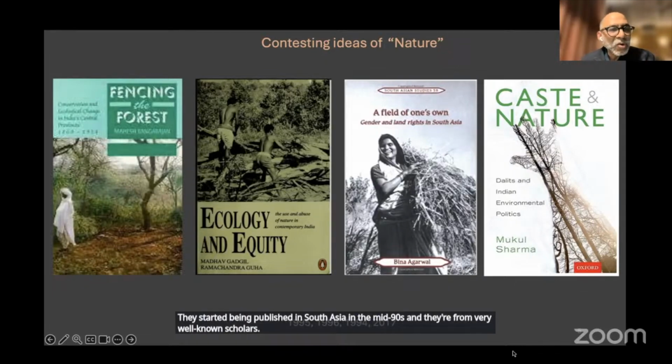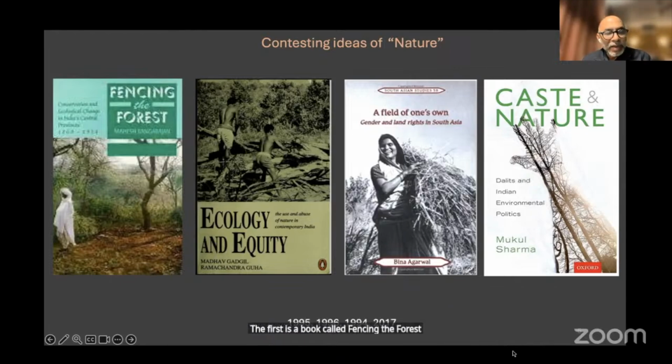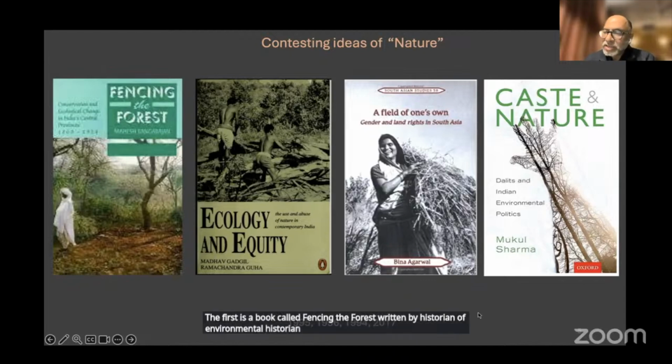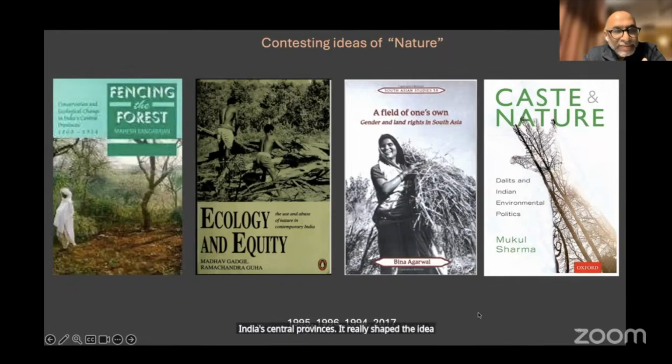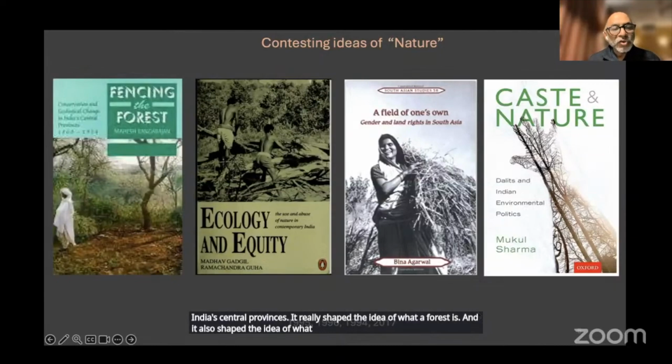The first is a book called Fencing the Forest, written by environmental historian Professor Mahesh Rangarajan. This book is one of the first books which talks about the creation of the edifice of imperial forestry in the late 19th century, and which had major consequences for the people, trees, and wildlife of India's central provinces. It really shaped the idea of what a forest is, and it also shaped the idea of what forest control meant.